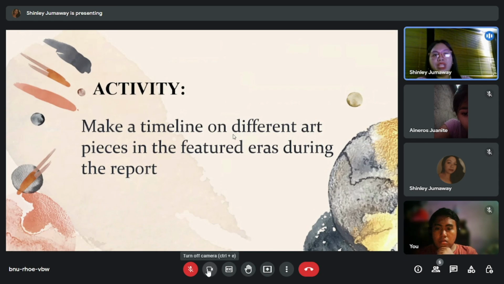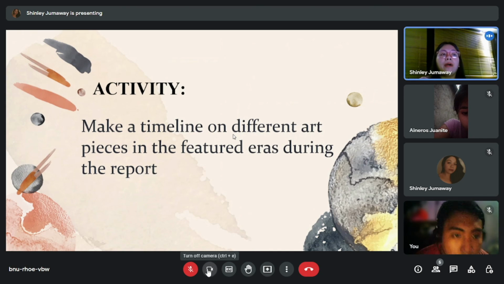So, before we finish our reporting, we have a little activity for you guys, which is to make a timeline of different art pieces in the featured eras during the report. Magawa kayo ng timeline ng mga art sa mga eras na pinresent namin kanina.